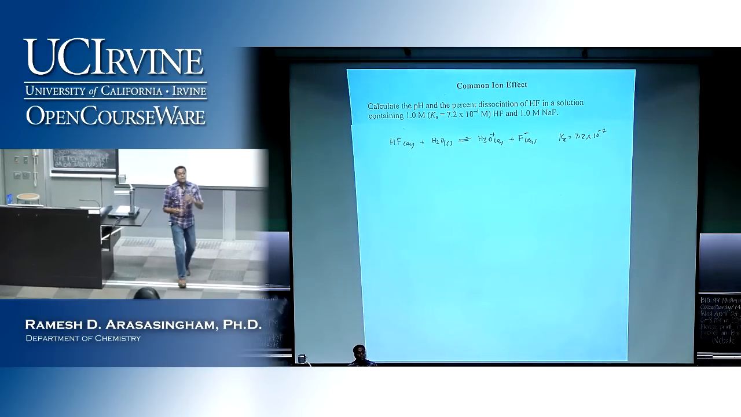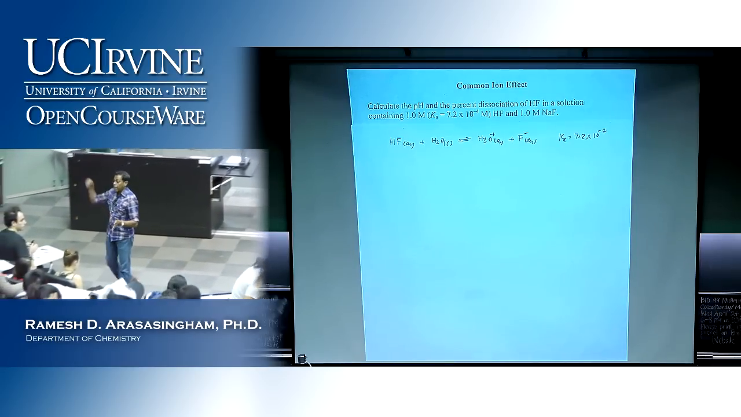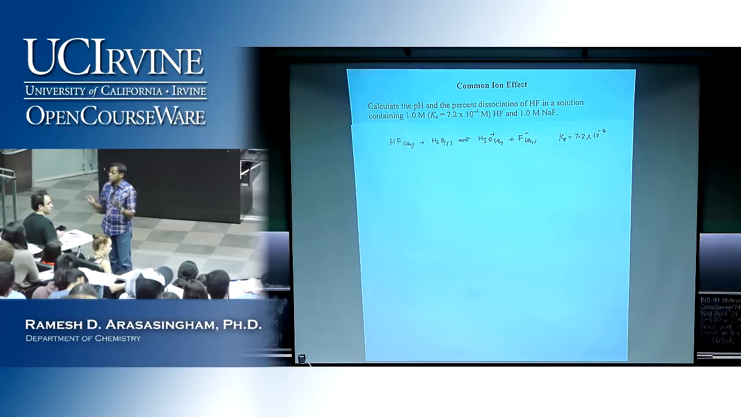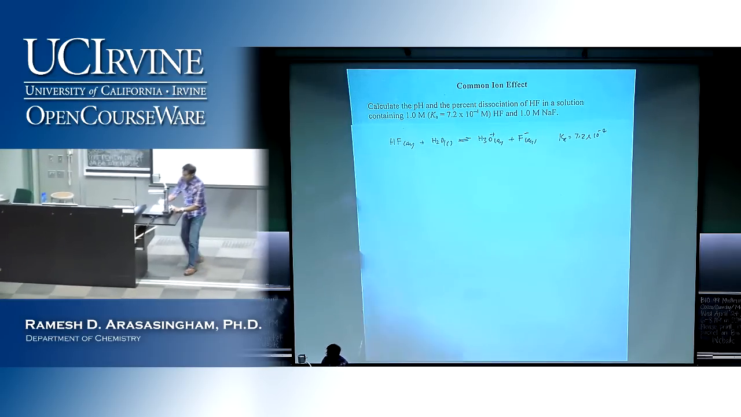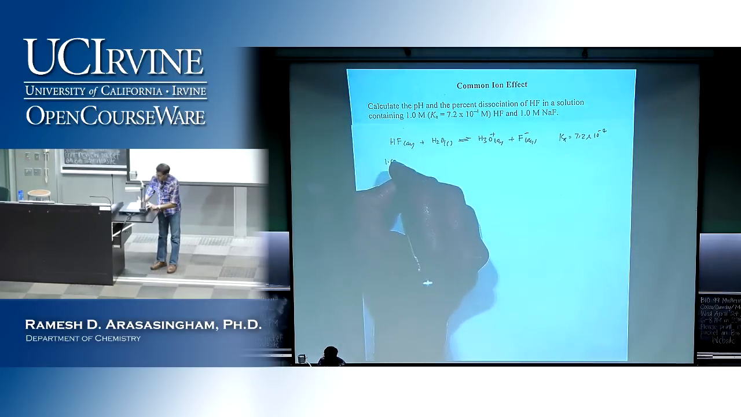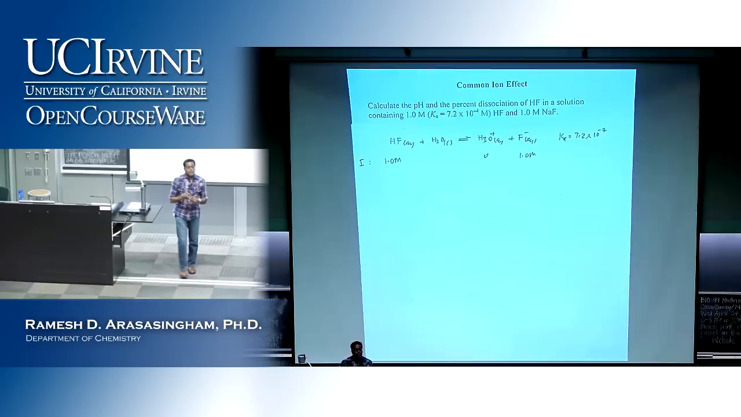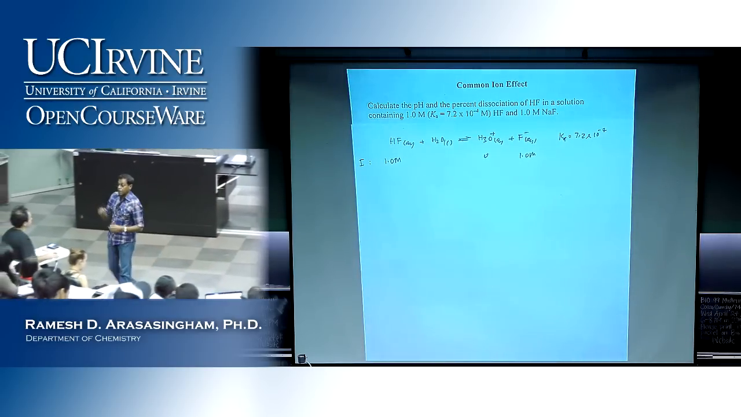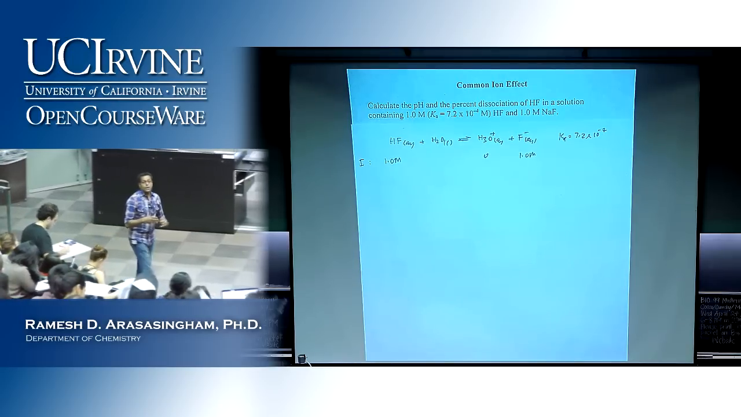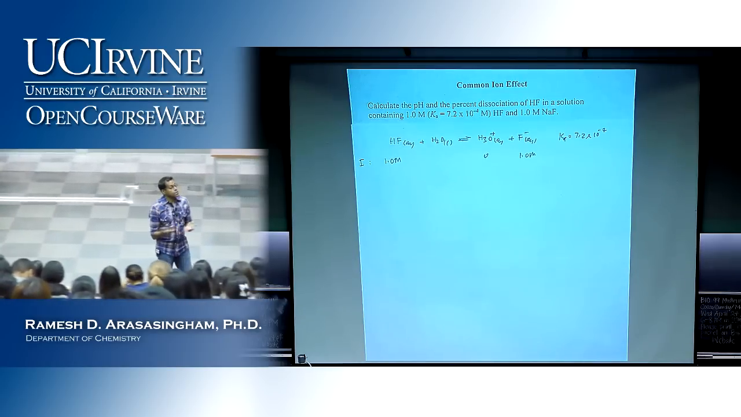So rather than having the equilibrium established and then adding a common ion, you can start with a mixture of both. In this example, initially you have one molar of this and one molar of that. The way you solve this problem is the same. You can have an established system and add a common ion, or you can start with the weak acid and the conjugate base. So now you have a mixture of both.